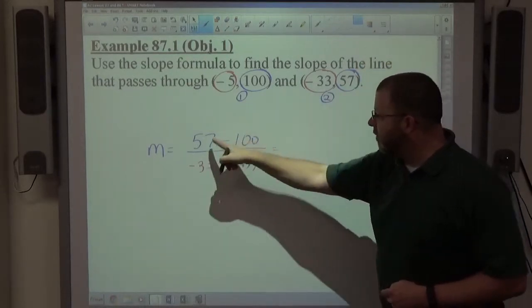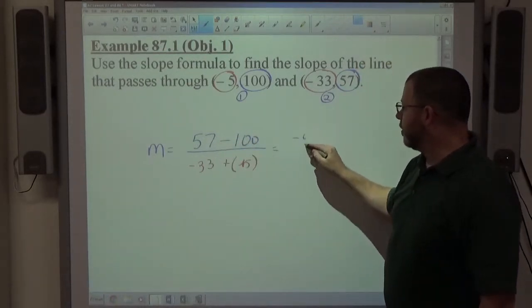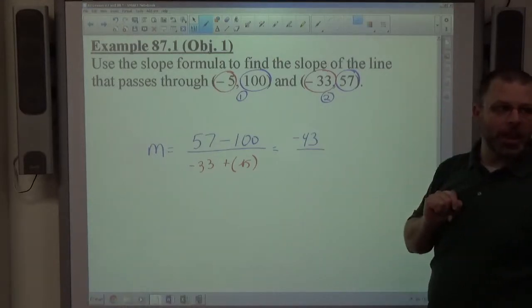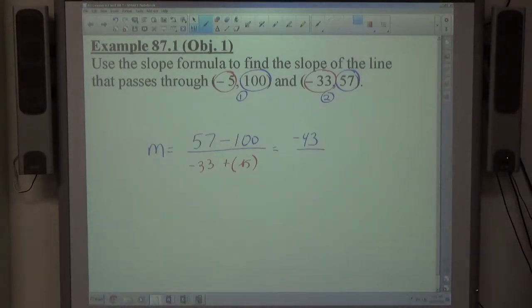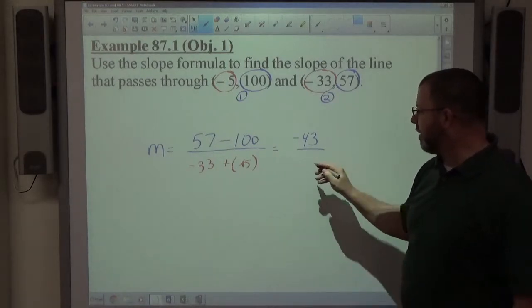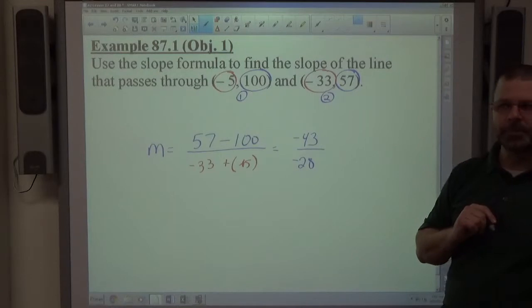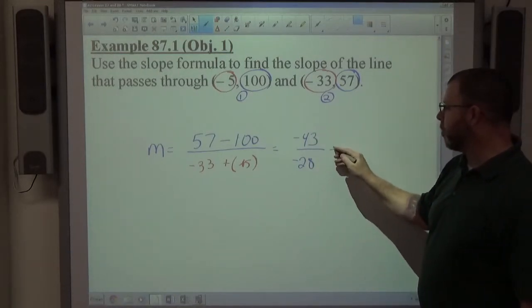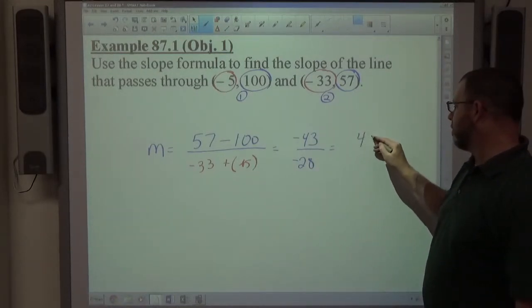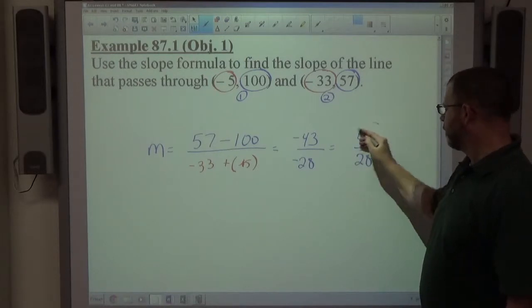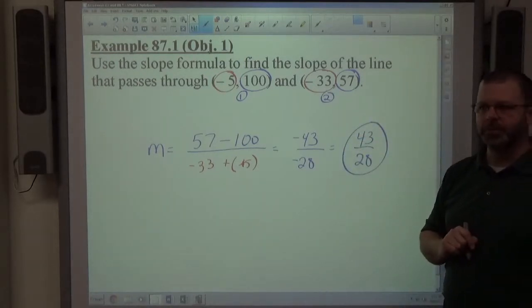If I work this out, 57 minus 100 is going to be negative 43. Subtract because the signs are different, negative because 100 is bigger. On the bottom, negative 33 and 5 make negative 28. Subtraction because the signs are different, negative because 33 is bigger. When you get negative over negative, that would be better written as a positive over a positive. So 43/28 will be the slope of this.